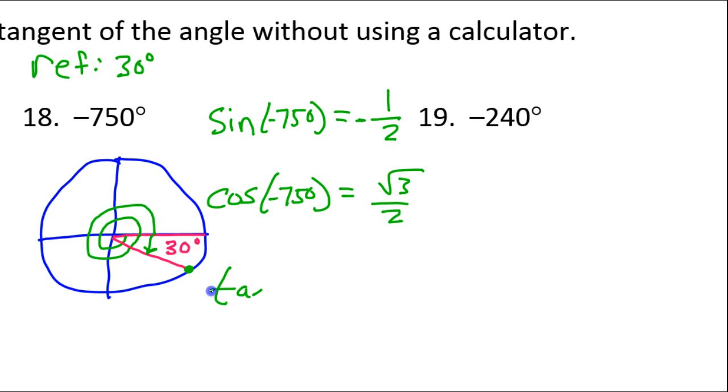How about the tangent? Okay, the tangent of negative 750 is just going to be sine over cosine. So it's 1 over radical 3. And since 1 is negative and 1 is positive, I will get a negative result. Okay, so that's it for number 18.